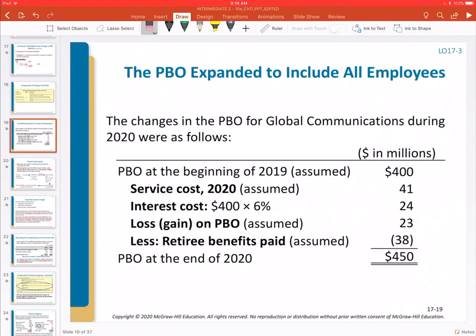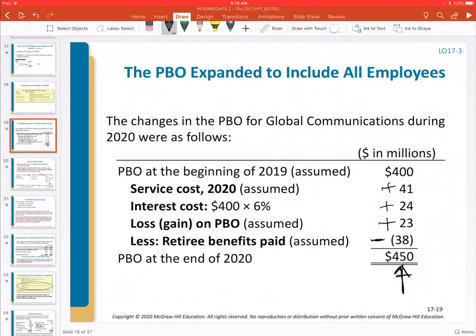We could take all of that information, and number one, we can use it to calculate what at the end of the period is the liability related to the defined benefit plan. We'd be able to say, well, if we add service cost, if we add interest cost, if we add a loss, because again, a loss is going to create an increase to our liability. If we're losing, that means our liability is going up. And then subtracting the benefits paid.